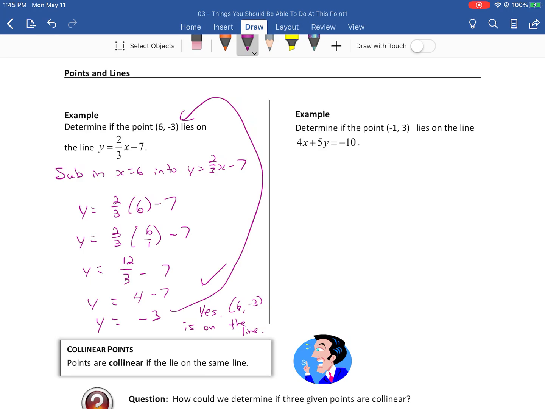So that's one way to do it. When they're asking you if a point's on the line, just put the x value in and see if you get the right y value. That's a great way to handle it.